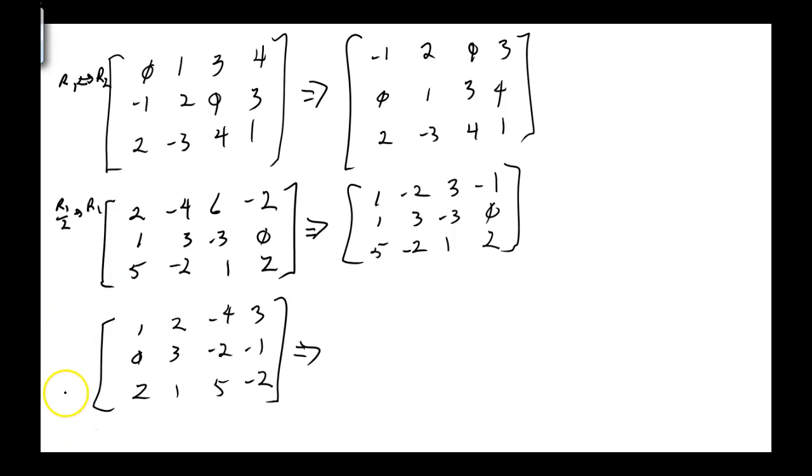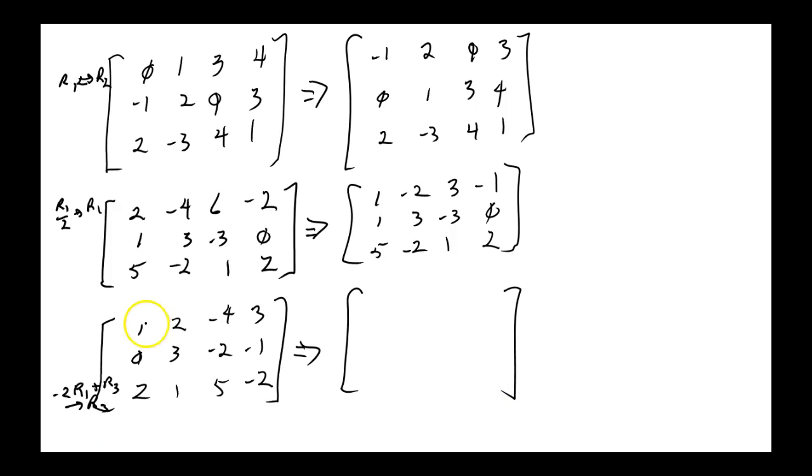Negative 2 times row 1 added to row 3 becomes the new row 3. Okay? So in other words, if you've got a 1 here, that leading 1, that's why we always use them, then whatever this number is, negate it, multiply by that, add it to that. Works every time. This is adding a multiple of one row to another row. That's the third elementary row operation. To give you an equivalent matrix, row equivalent matrix.